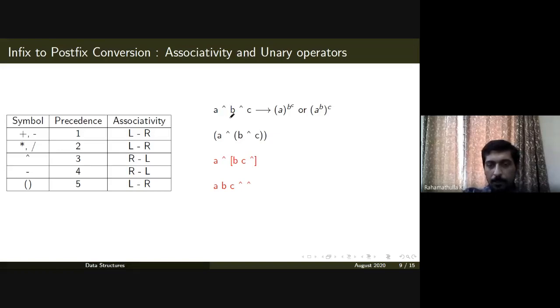Another is a raised to b raised to c. This needs to be converted as a raised to b raised to c or a raised to b raised to c. Sorry, the correct expression is this. So b raised to c should be done first. So this is your corresponding postfix expression.